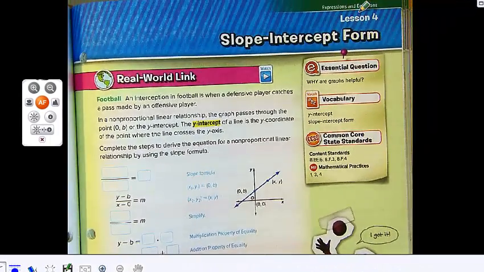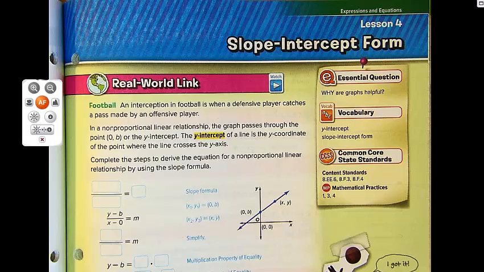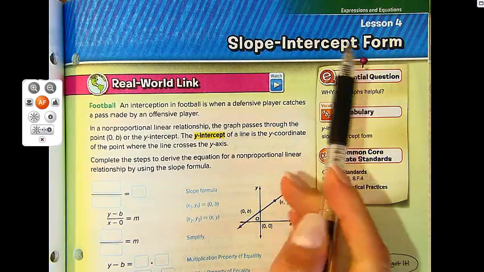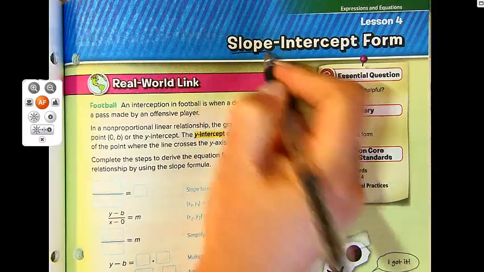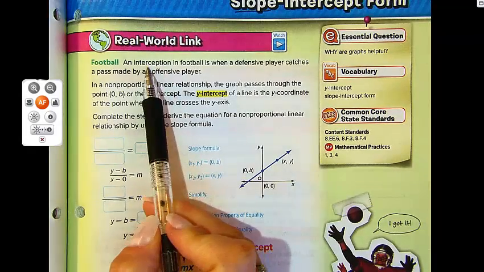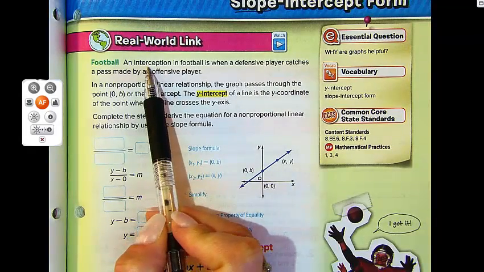Alright guys, we are ready for lesson 4 of chapter 3, and today we're talking about slope-intercept form. Well, we already know what slope is, so now we need to talk about intercept. Whenever I think of intercept, I think of an interception in football, and that's what this says at the very top of our page.